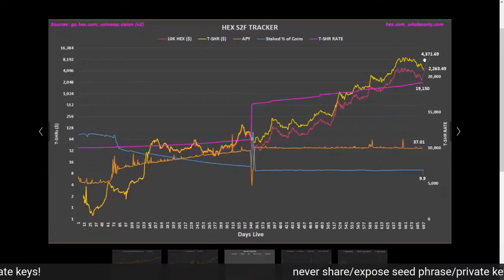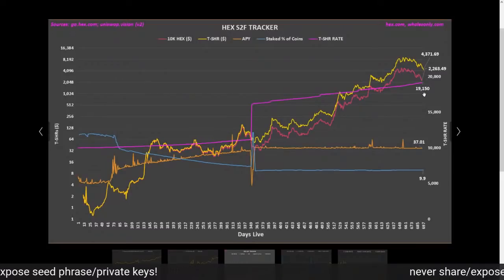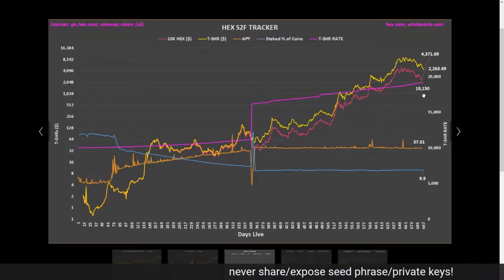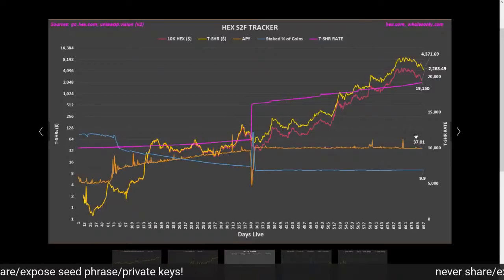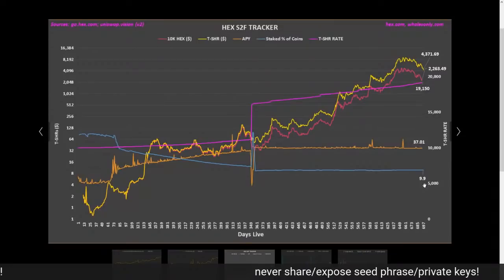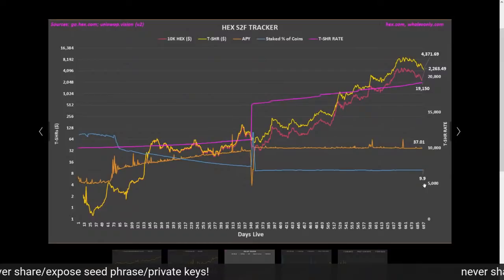So got a dollar cost of a T-share, $4,371.69. Dollar cost of 10,000 Hex at $2,263.49, with the T-share rate as of last night or this morning of 19,150 Hex per T-share, with an APY of 37.01%, with a percentage of staked coins at 9.9%. And of course, this is as a percentage of all coins in existence, not the circulating supply.